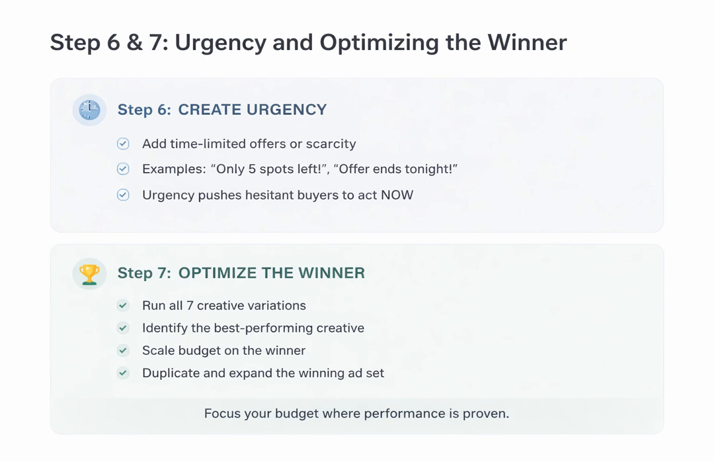And finally, step 7 is where the magic of testing pays off. You optimize the winner. After running all your creative variations, you look at which one performed best, and then you shift your budget onto that winner. The instructor makes it clear. Don't guess what works. Test, find the winner, then double down on it.